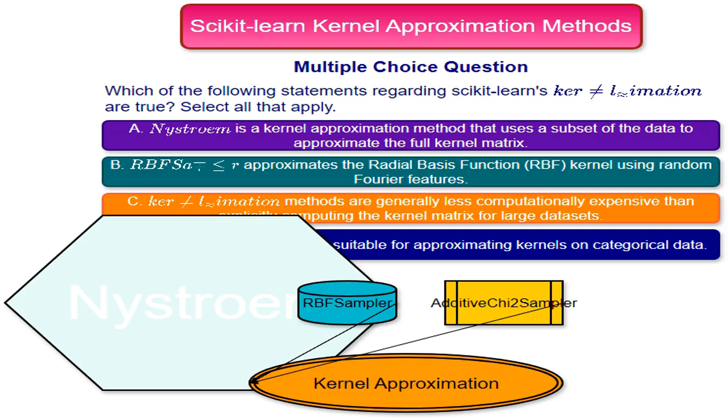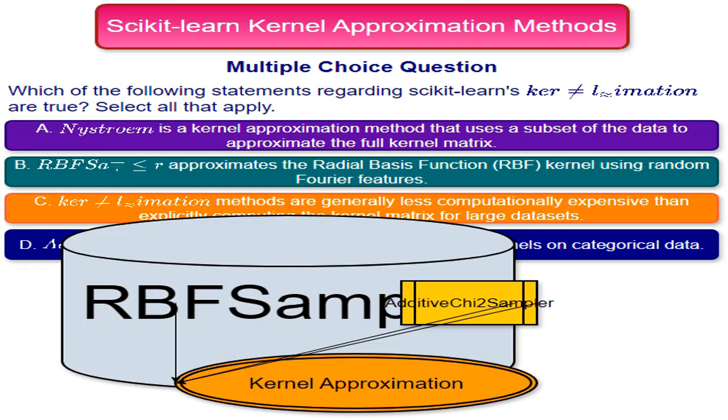This is a specific kernel approximation method within scikit-learn that is named after the mathematician. It's a key player in reducing the computation time required to handle large datasets. This is a specific method for approximating the radial basis function, RBF, kernel. RBF kernels are popular choices for support vector machines, but can be slow to compute, so RBF sampler is here to the rescue.